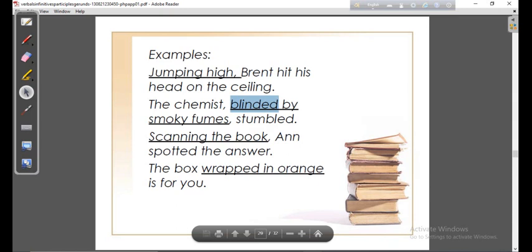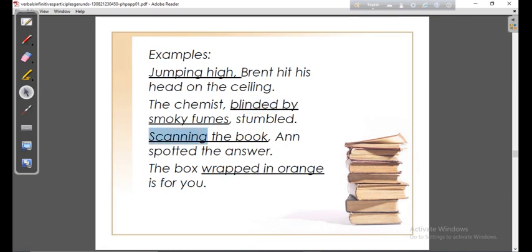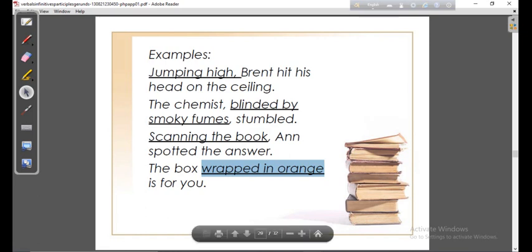Scanning the book and spotted the answers. Scanning the book. So scanning is the present participle. The box wrapped in orange is for you. The main sentence is the box is for you. And wrapped is the past participle. And wrapped in orange is the past participle phrase. And it has modified the box.